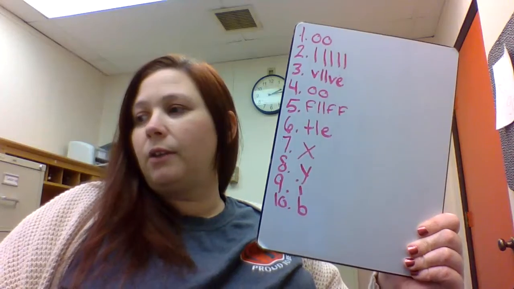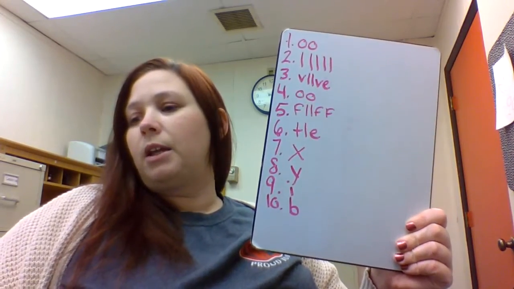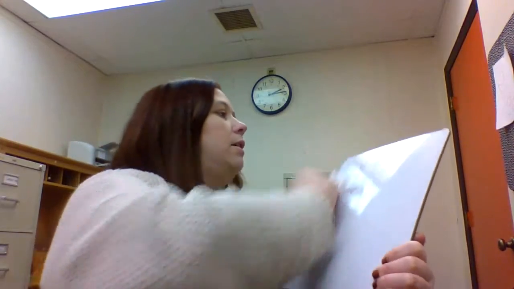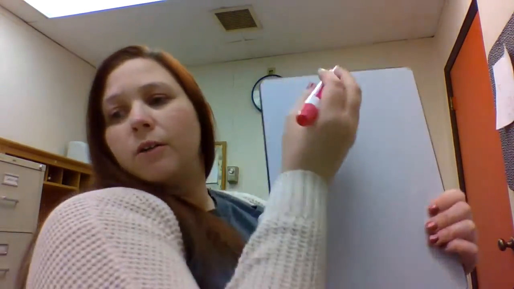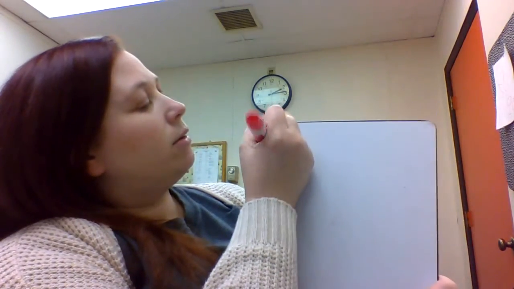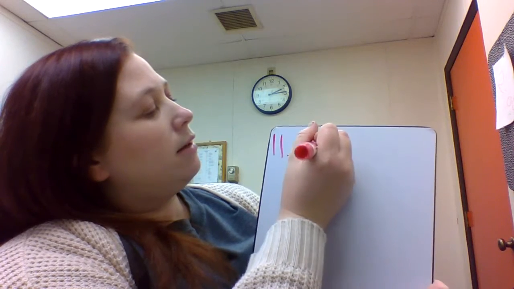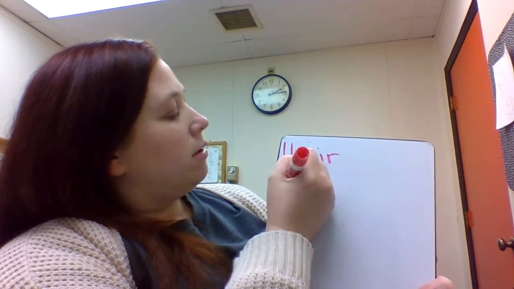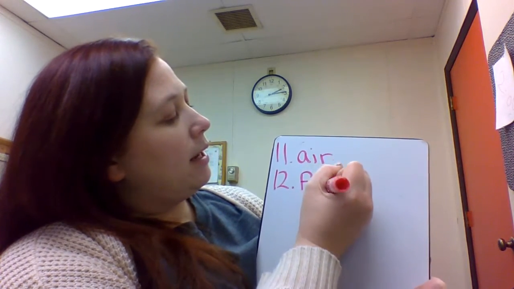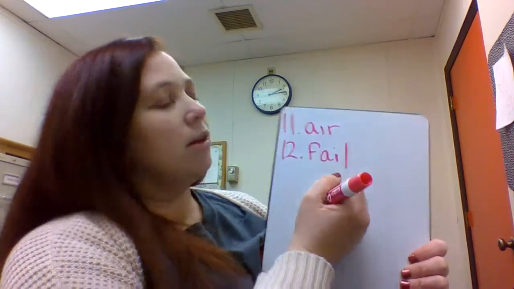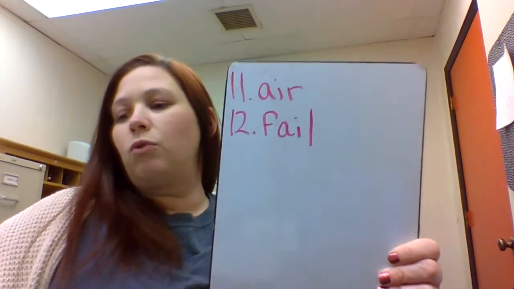And I'm going to erase, and we will practice spelling a couple of words. We are going to spell air on number 11. Air, that's A-I and then R. Number 12, we're going to spell fail. So we have F and then that A-I in the middle and ul. Make sure you have those 2 words down.